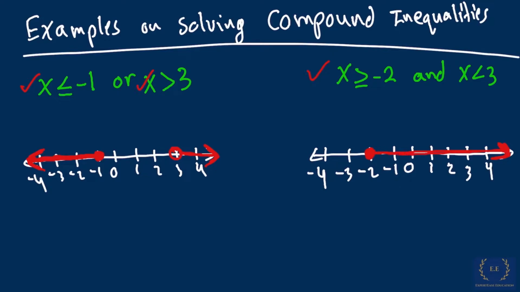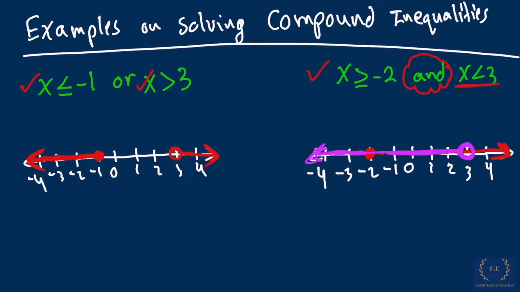But since we do have AND, we should make sure that the second part is included as well. So we're going to say x is less than 3. So where's 3? 3 is going right here as a hollow point. We're not going to include 3 because there's no equal sign. And we're going to go all the way to infinity in this direction as well.